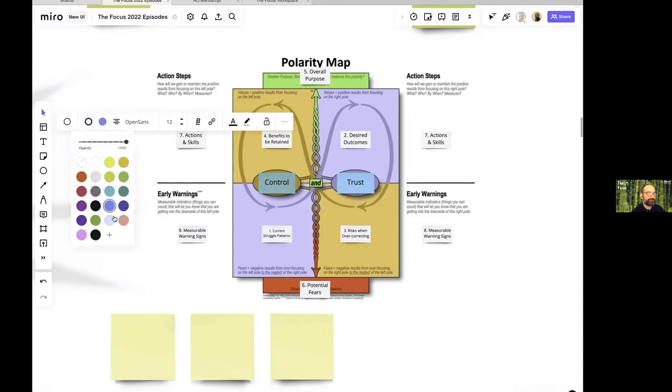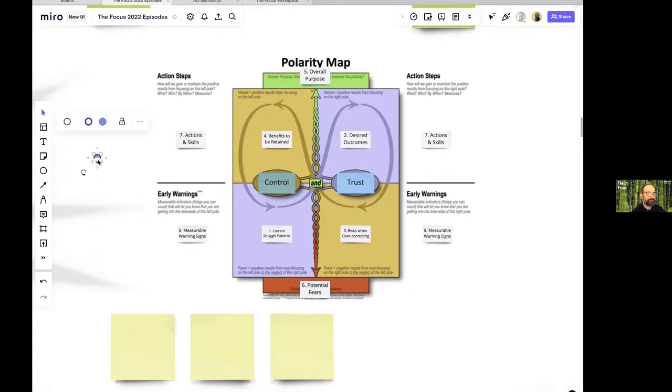We then want to look at what is the overall purpose, number 5 there on the polarity map, when we have the best of both worlds. And then what is it that we fear from both worlds? What's the combined downside of the two polarities? We'll then look into actions and skills, as well as early warning signs, measurable warning signs that we can put in place that can prevent us from dropping back into the bottom of the downside of both of those.